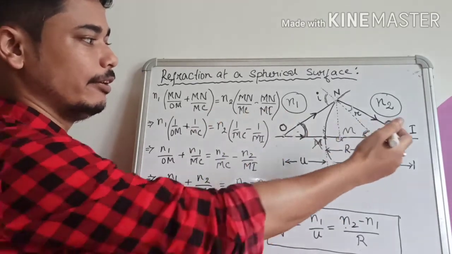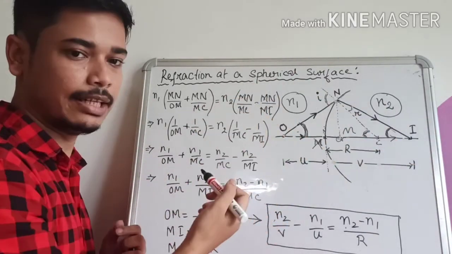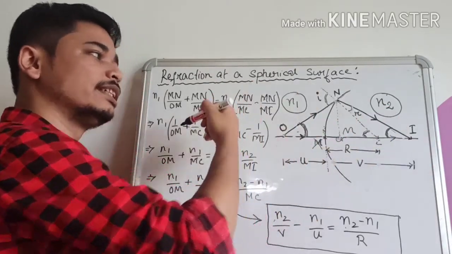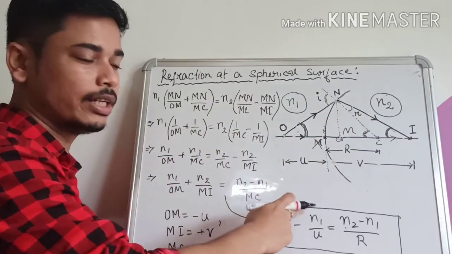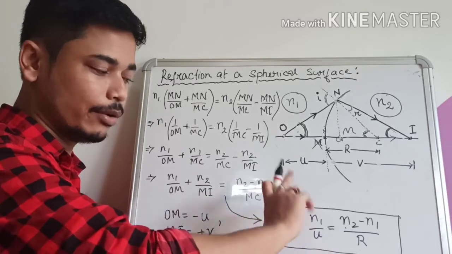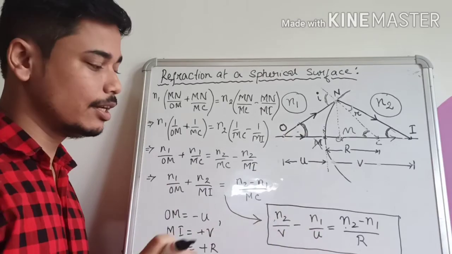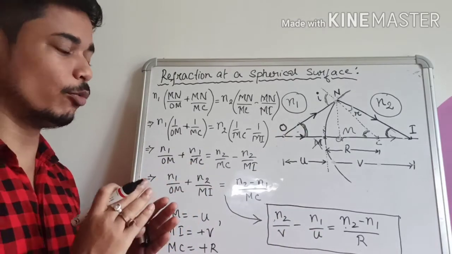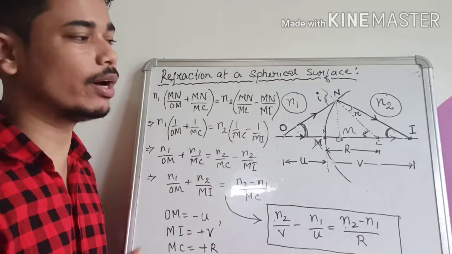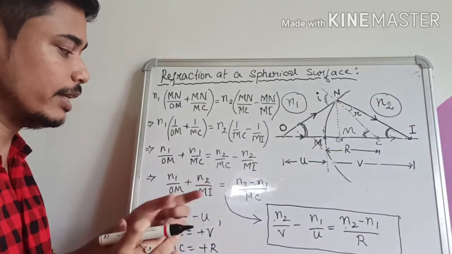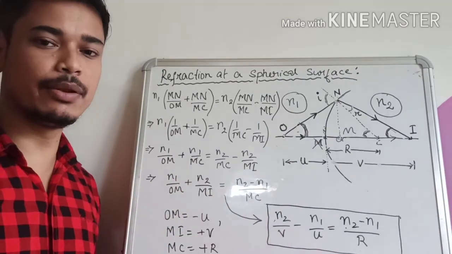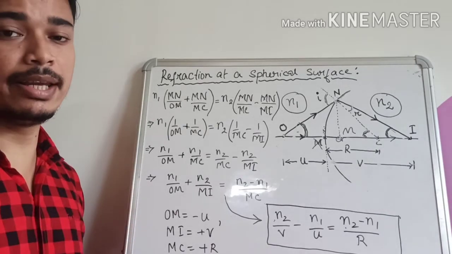Sometimes if we take the incident ray to be traveling along the opposite direction, from this point towards this side, then these two values will get changed. That means this will become N1 divided by V minus N2 divided by U, right? So we'll have to modify the formula accordingly. But in this case, since we have considered this medium to be N1 and this medium to be N2, we have obtained the formula N2 divided by V minus N1 divided by U, that is equal to N2 minus N1 divided by R. This is a very important formula.